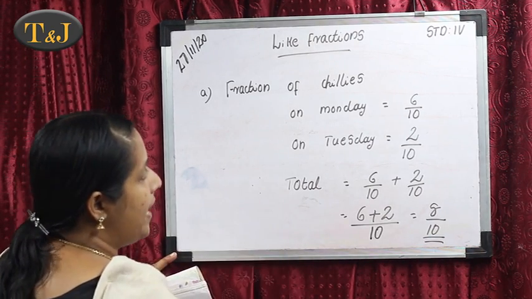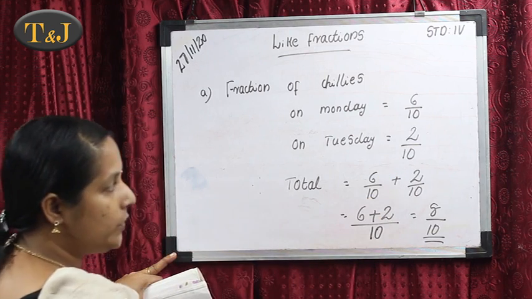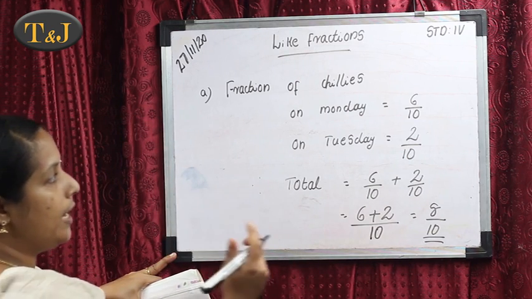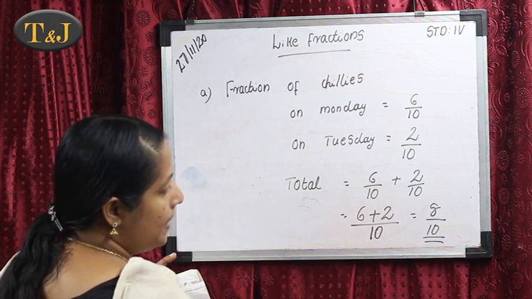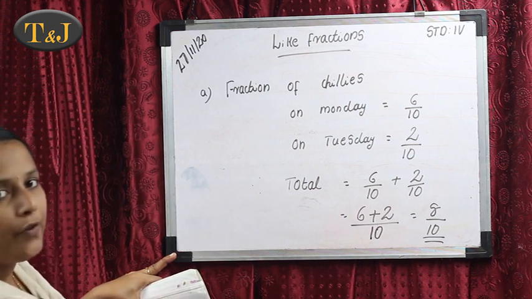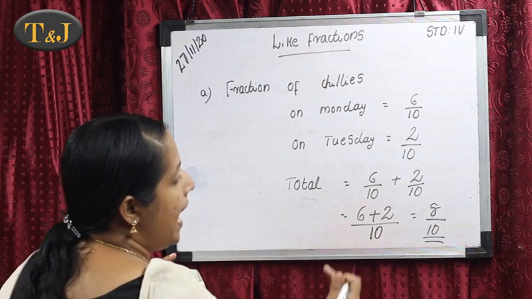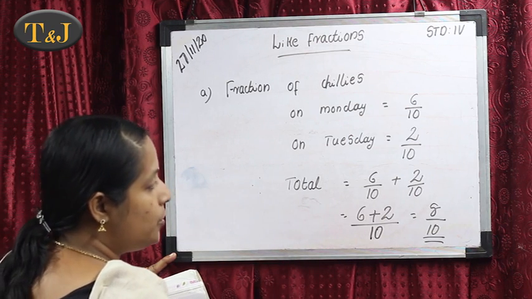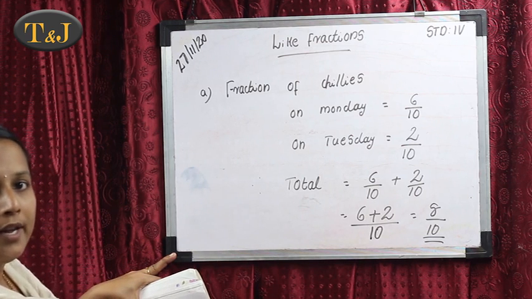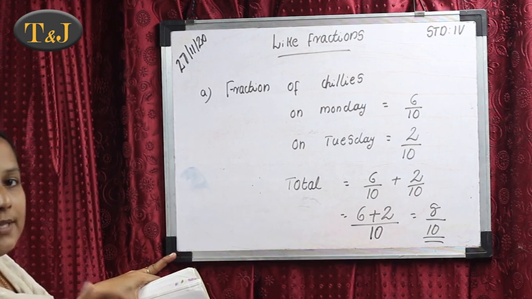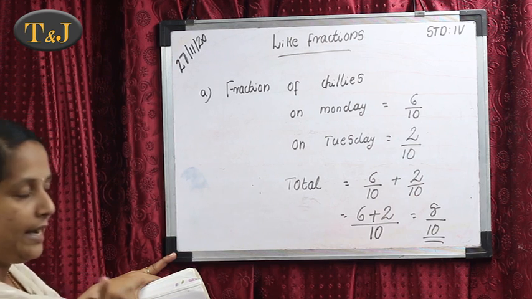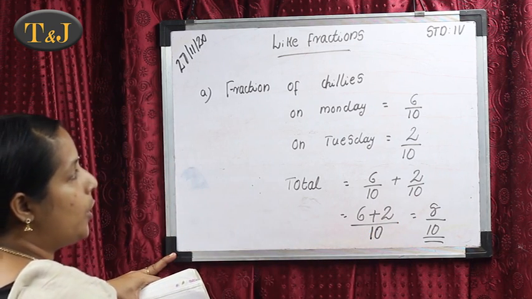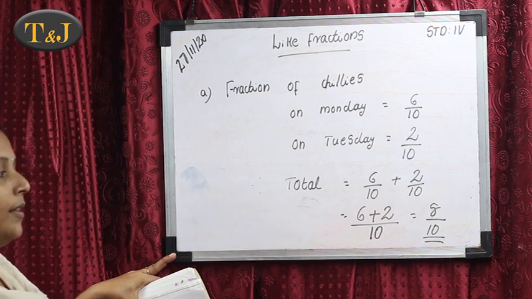Guinea gathered the fraction of chilies on Monday as 6 by 10 and on Tuesday as 2 by 10. We want to find the total fraction of chilies on both days, so we add 6 by 10 plus 2 by 10. We already studied addition of like fractions, so we add only the numerators together. Here our numerators are 6 and 2. Then 6 plus 2 divided by 10. We add the denominator only one time, not 10 plus 10. So 6 plus 2 is 8, 8 by 10. So the total fraction of chilies on both days is 8 by 10.